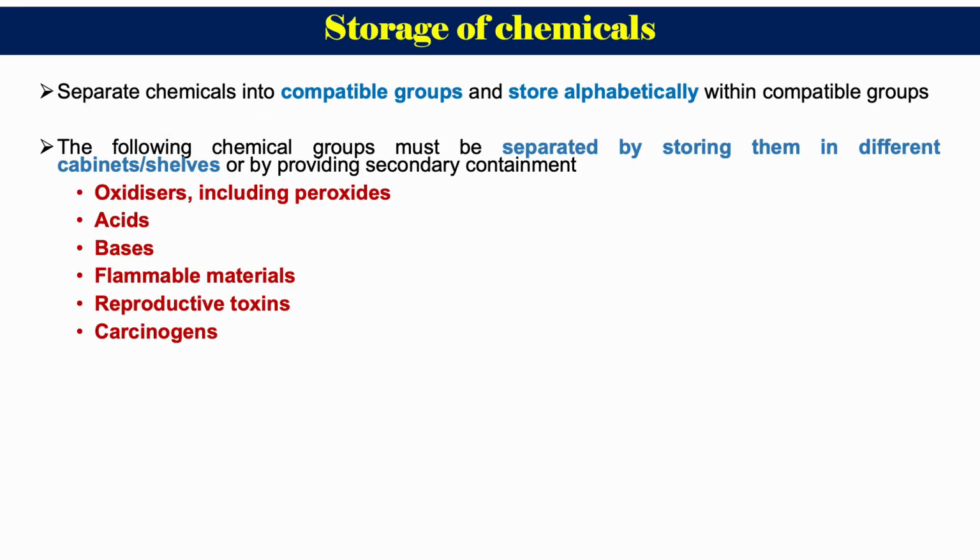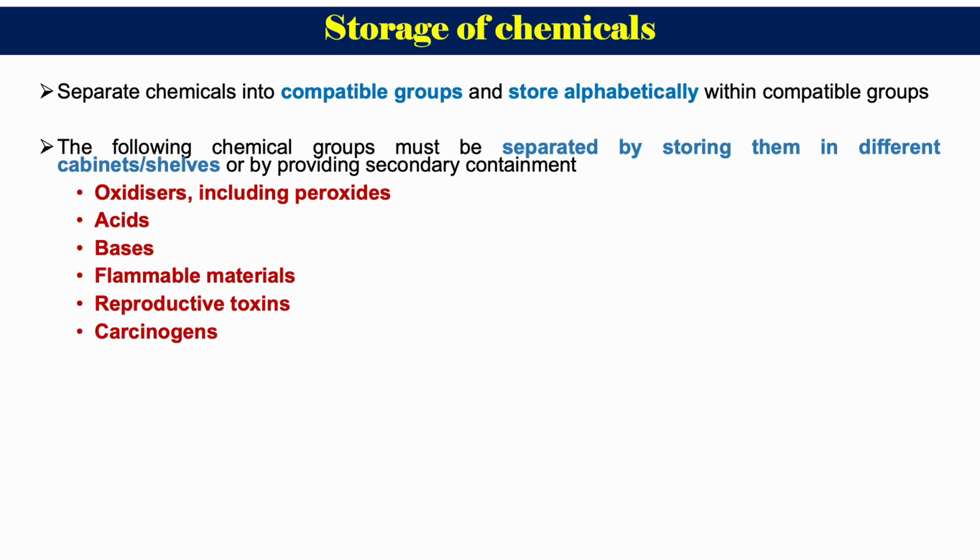So now the question arises, how do we store chemicals in a particular laboratory? Always we have to store chemicals of a compatible group together, and the incompatible groups should be stored separately in separate cabinets or shelves. Always maintain alphabetical order within the compatible group while storing chemicals in a cabinet or shelves.